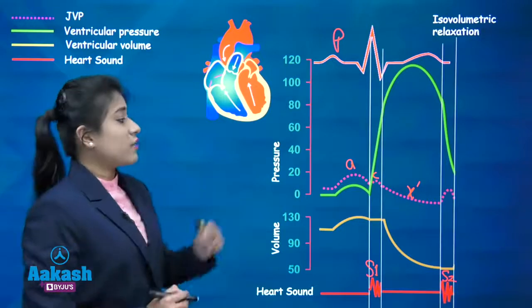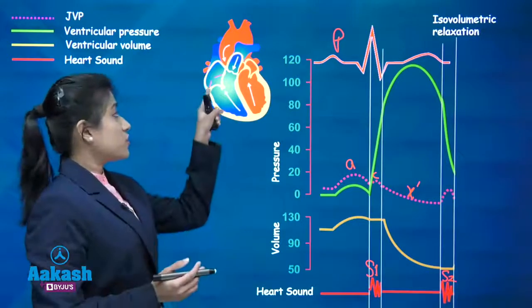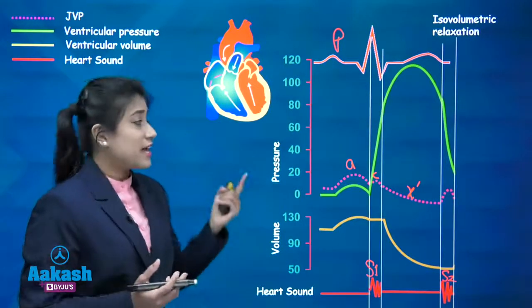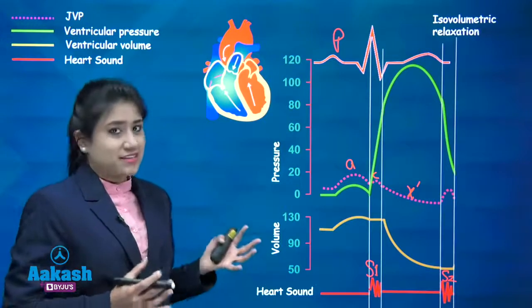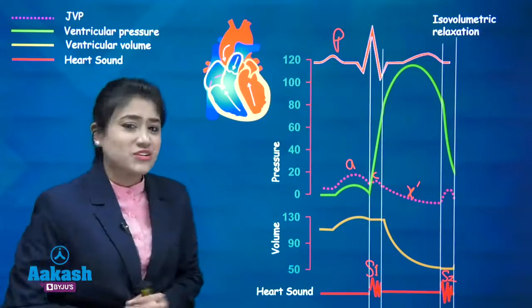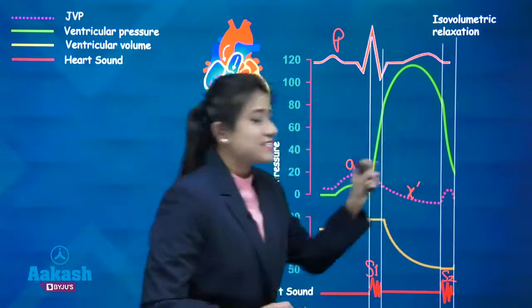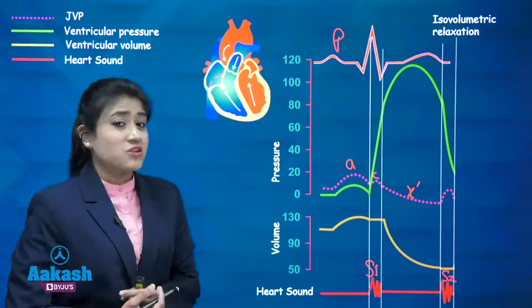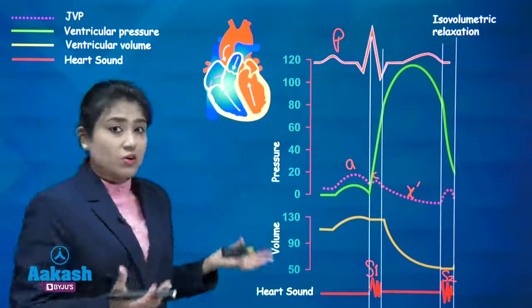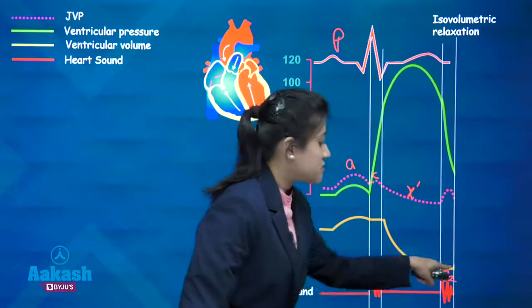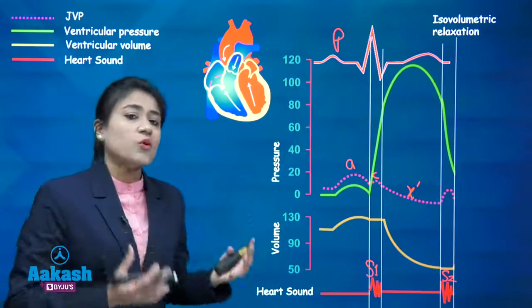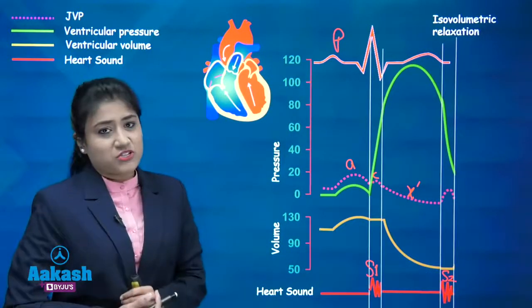Okay, and now as valves are closed, both the semilunar valves and AV valves are now closed, and now the ventricles are relaxing. So, what is happening to the ventricular pressure? Ventricular pressure is decreasing. What is happening to the ventricular volume? As both valves are closed, ventricular volume remains constant. Now, what is happening to the atrial pressure?